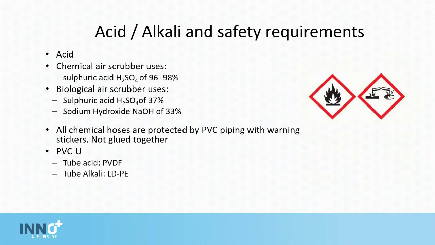Acid, alkaline and safety requirements. A chemical air scrubber uses sulfuric acid up to 98%. Biological air scrubbers use sulfuric acid and sodium hydroxide. All the piping will be done in a double-walled way, so the tubes will be put into a PVC pipe, and all the connections must not be glued together.